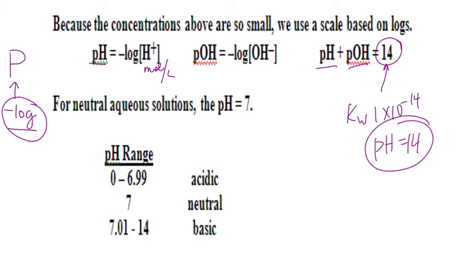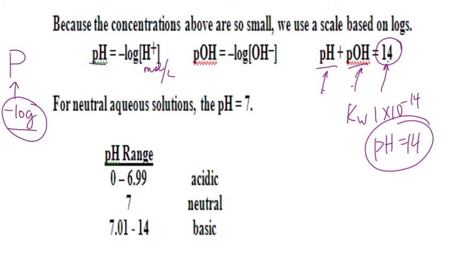All right? So neutral solutions have equal OH and H plus, so this would be 1 times 10 to the negative 7th, or 7 pH. This would be 1 times 10 to the negative 7th concentration, or 7 pH. 7 plus 7 is 14. So it's all going back to that kW.